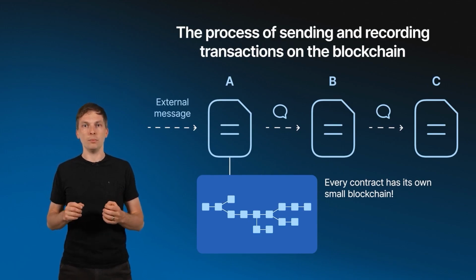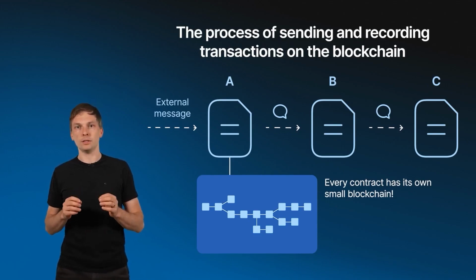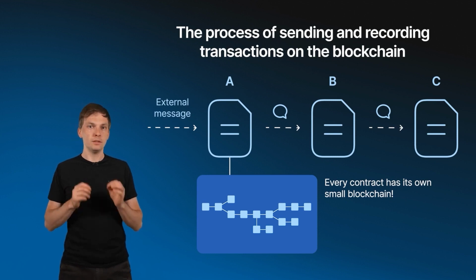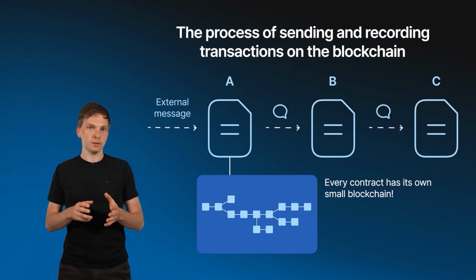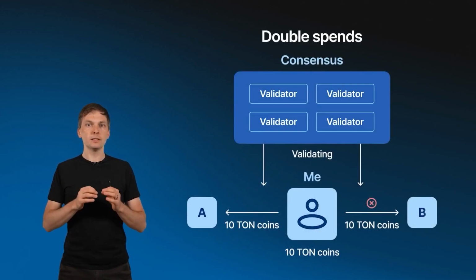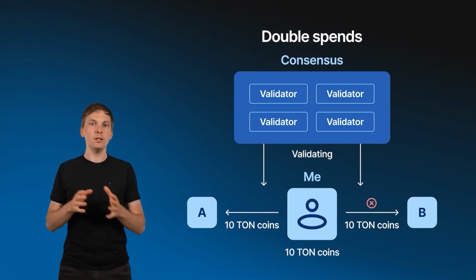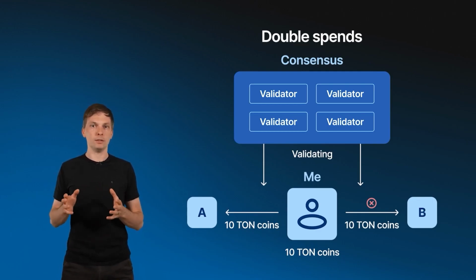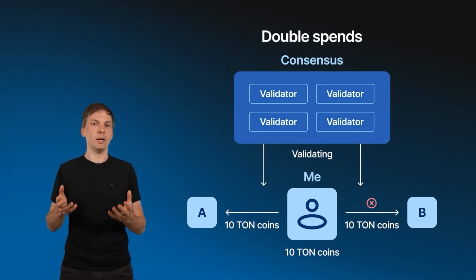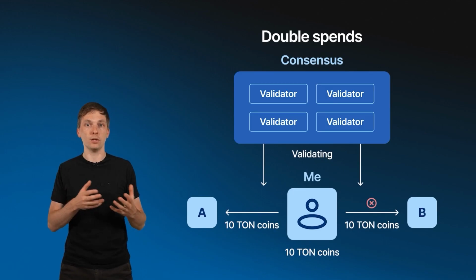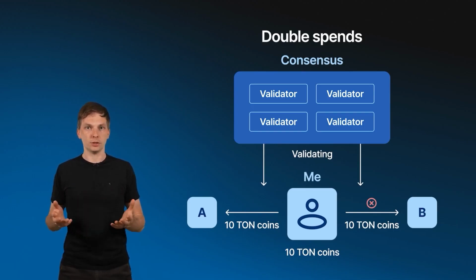The only question remains, how do you route these messages and how do you prevent double spends? So let's start with double spends first. I can send money to a person A, or I can send money to a person B, and either of those are two completely valid transactions. And from the perspective of the entire network, it doesn't really matter which one is recorded as long as it's the only one. And for this, we need consensus.